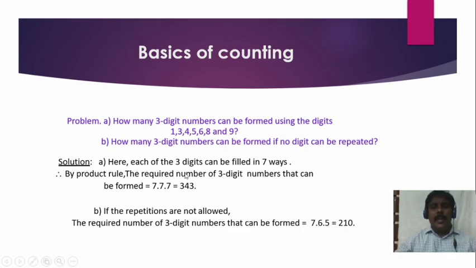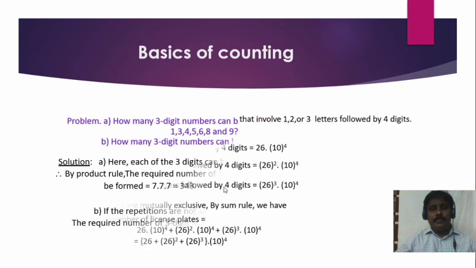Here it is repeated, here it is not repeated. If it is repeated and there are three digits, then the total digits are 7, so 7 into 7 into 7, that is equal to 343. Here, repetitions are not allowed, then we have the solution 7 into 6 into 5, that is equal to 210. So this is the solution for the given problem.